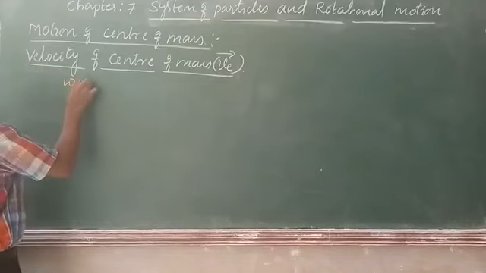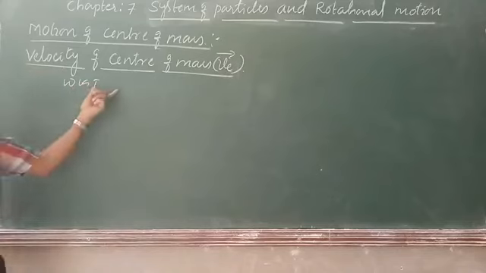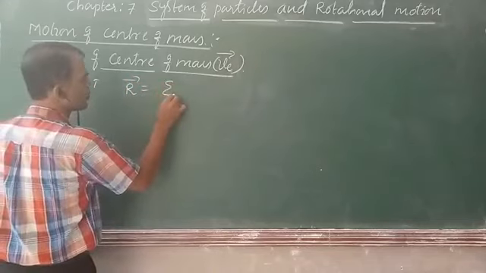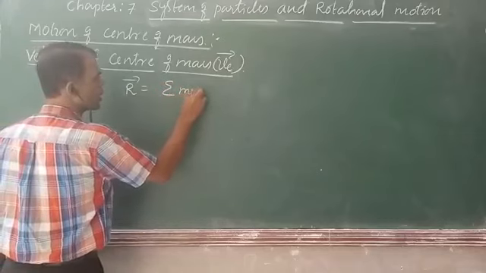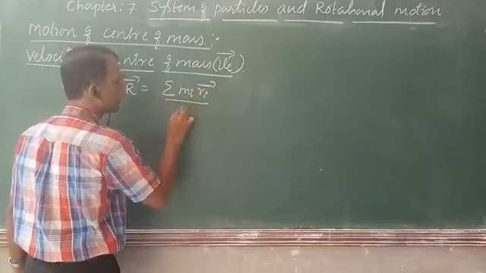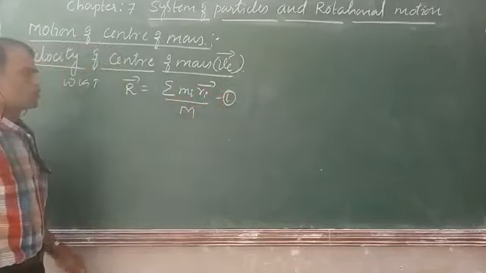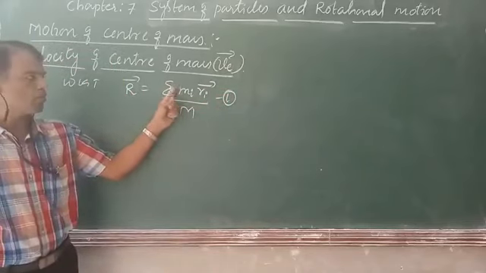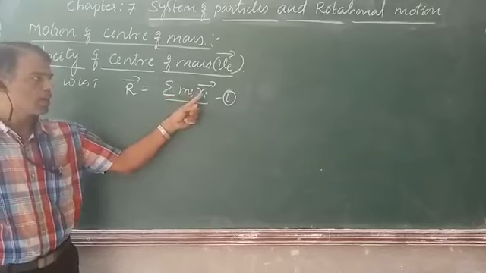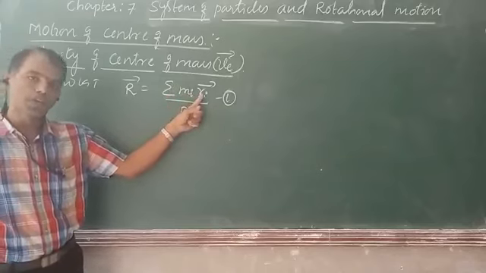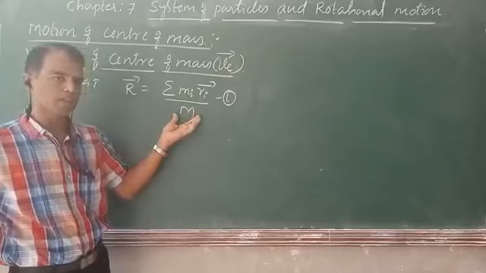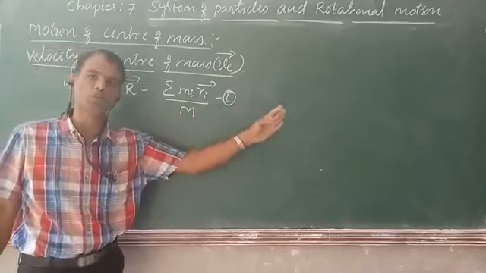We know that the position vector of the center of mass is given by r vector equal to summation of mi ri vector divided by M. So this is the position vector of the center of mass, where mi stands for the mass of the ith particle and ri stands for the position vector of the ith particle, and M stands for the total mass of the system of particles, that is, M is equal to m1 plus m2 plus so on up to mn.